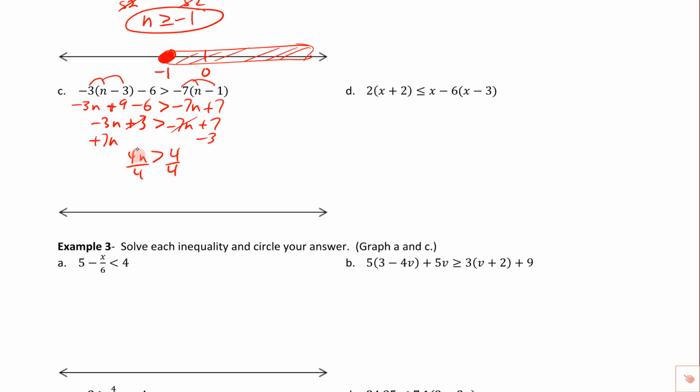Just go through and divide by 4. Again, if you do this right, you're always going to be dividing by a positive number. You're not going to have to worry about changing directions of the inequality. So we end up with an n on this side, a 1 on this side. So n is greater than 1.